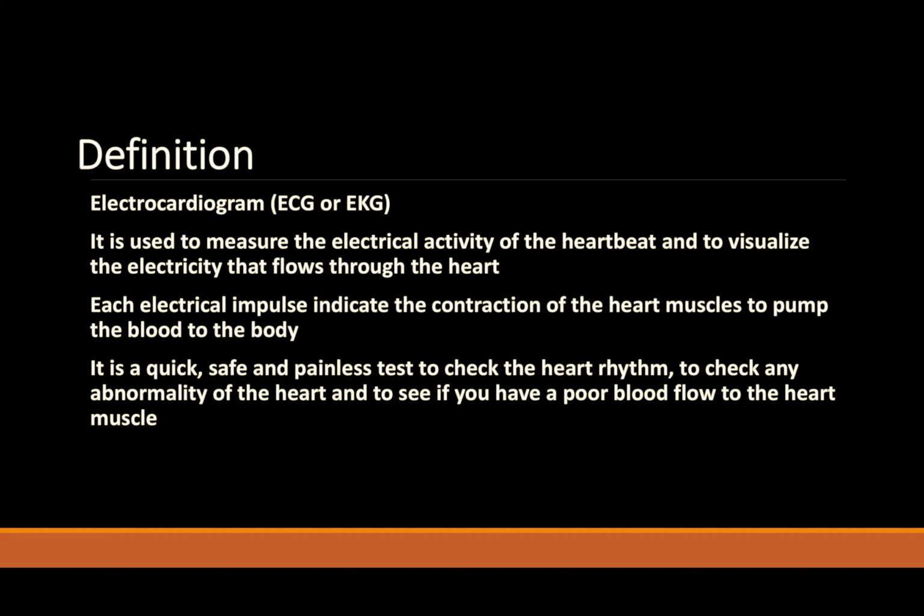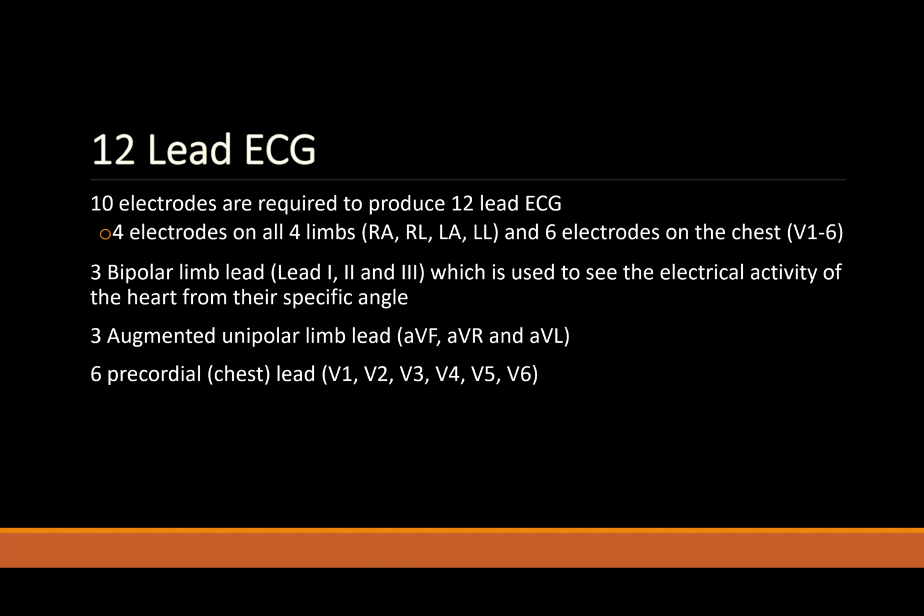Next. Usually you use a 12-lead ECG. There are 10 electrodes required to produce a 12-lead ECG: 4 electrodes on the four limbs, the right arm, right leg, left arm, and left leg, and 6 electrodes on the chest, V1 to V6. There are 3 bipolar limb leads, lead 1, 2, and 3, which are used to see the electrical activity of the heart from a specific angle, 3 augmented unipolar limb leads, aVF, aVR, and aVL, and 6 precordial chest leads, V1 to V6.